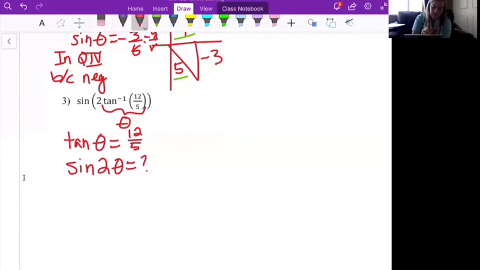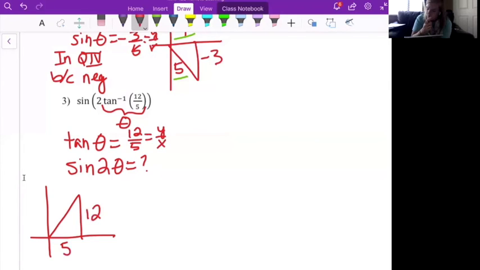And so again, it's positive, so we know it's in quadrant 1. Tangent is y over x. So that means that our y value is 12, our x value is 5. We can do the Pythagorean theorem, but this is a Pythagorean triple, so I know that my hypotenuse, or my r value, is going to be 13.